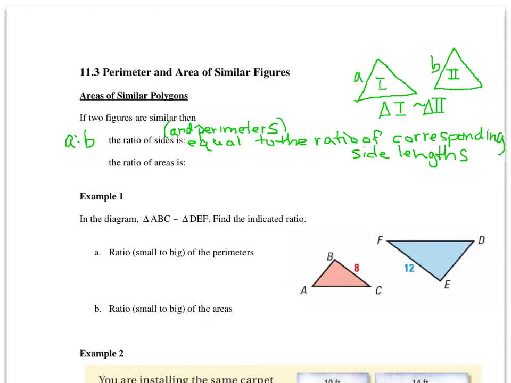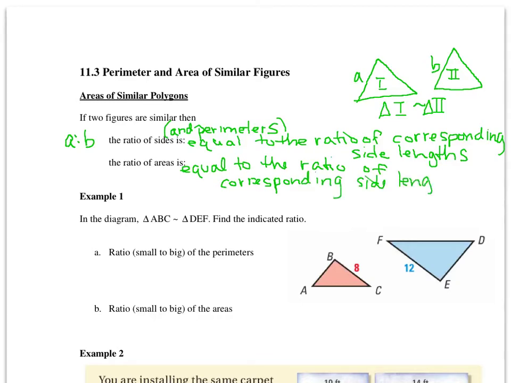The ratio of areas is equal to the ratio of corresponding side lengths, but we're going to add one other word here, squared. So instead of A to B, I would have A squared to B squared.